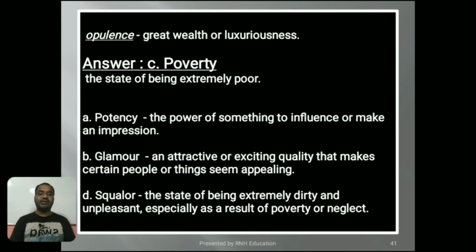In the answer section, at first take the word opulence. What does it mean? Opulence means great wealth or luxuriousness. So the right answer should be poverty, the opposite word. The state of being extremely poor, that is called poverty.